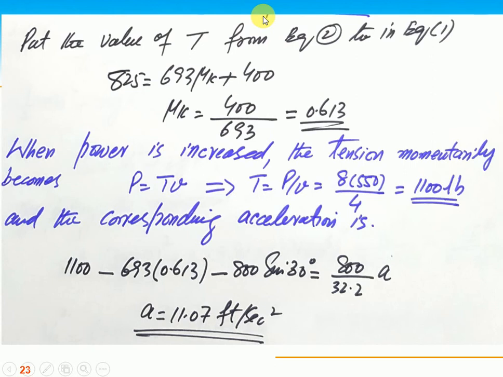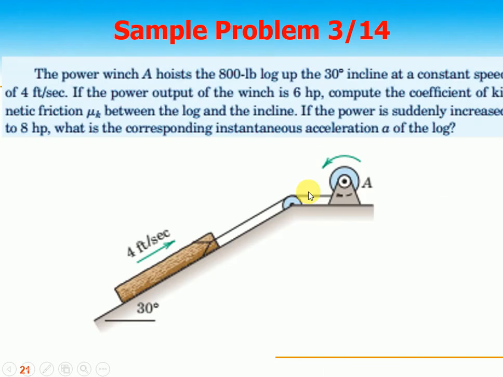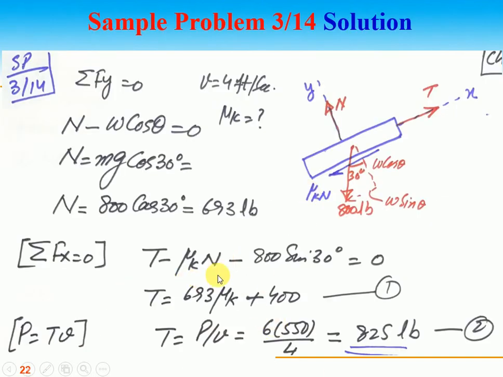Now, when the power is increased, the tension momentarily becomes 8 times 550 divided by 4, which is 1100 pounds. Because the power changes suddenly, there must be some acceleration. We use the same equation: T minus mu k N minus 800 sine of 30 is equal to ma.